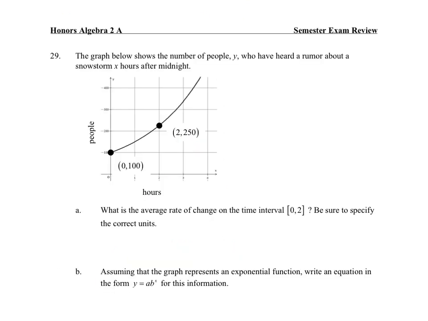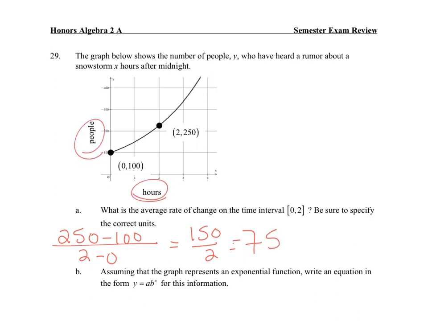All right, the graph below shows these hours and people that heard a rumor. What is the average rate of change between 0 and 2? So that's really just asking for the slope. That is 75. And our units is people per hour.